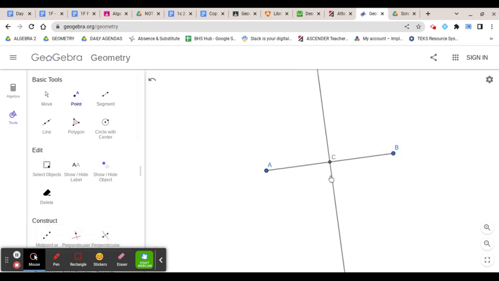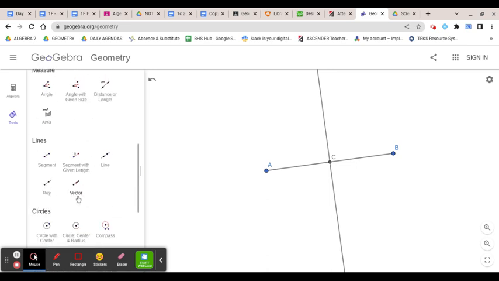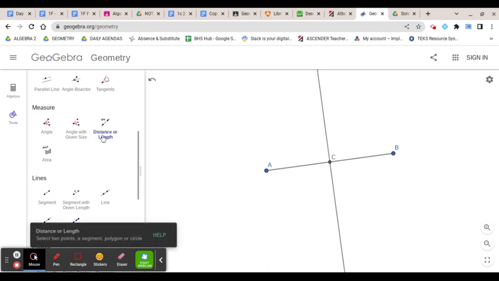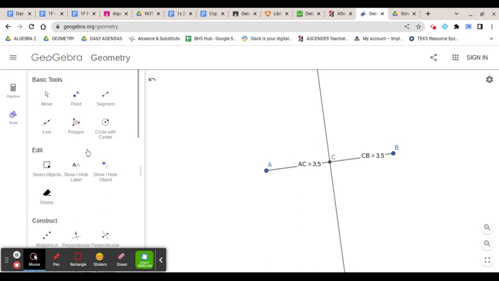Now we put a point there, C in the middle. It's our midpoint. And we know that it's a perpendicular bisector because AC should equal CB. We can do that by going to measure, distance or length, and we'll click A to C and C to B, and we get the same distance. So I'll hit move and move these things out of the way. You don't need to do this, but if you'd like to play around with it, you're more than welcome to. Really cool website. We'll use it more and more as the year goes on.